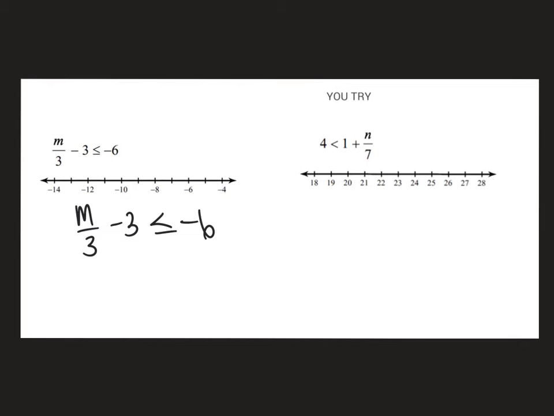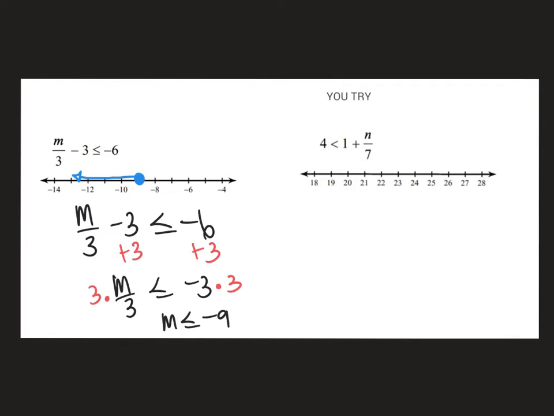For our next example, we have m over 3 minus 3 is less than or equal to negative 6. My first step would be to cancel out the minus 3, so I will add 3 to both sides. That will leave us with m over 3 is less than or equal to negative 3. And then to cancel out the m divided by 3, I'm going to do the opposite and multiply both sides by 3. And that will leave me with m is less than or equal to negative 9. That would be a closed circle on negative 9 pointing to the left.